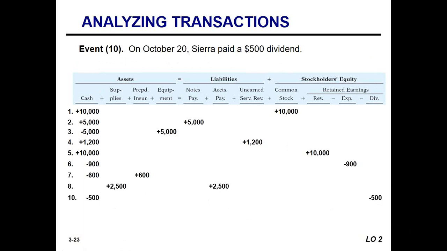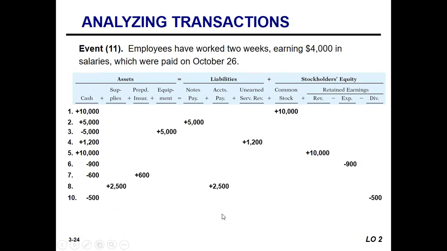So I want you to glance over this and see how we handled all of our transactions for the month. The next thing we need to do, whoops, I'm sorry, I missed one there. Employees have worked 2 weeks. Total earnings for all of them is $4,000, and that was paid on October 26th. So we need to reduce our cash and reduce our retained earnings.